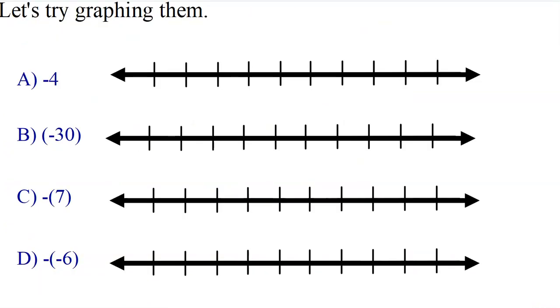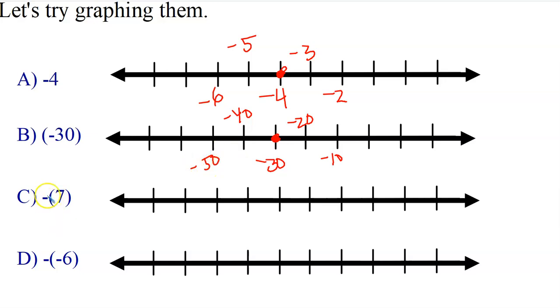Okay, so now we're going to try graphing again. So here is the negative 4, right? Put a negative 4 and I can just count backwards in the negative direction. And the numbers get higher even though the value gets smaller. B is negative 30. Maybe I'll skip count by 10s. This would be negative 20, negative 10. This would be negative 40 and negative 50.